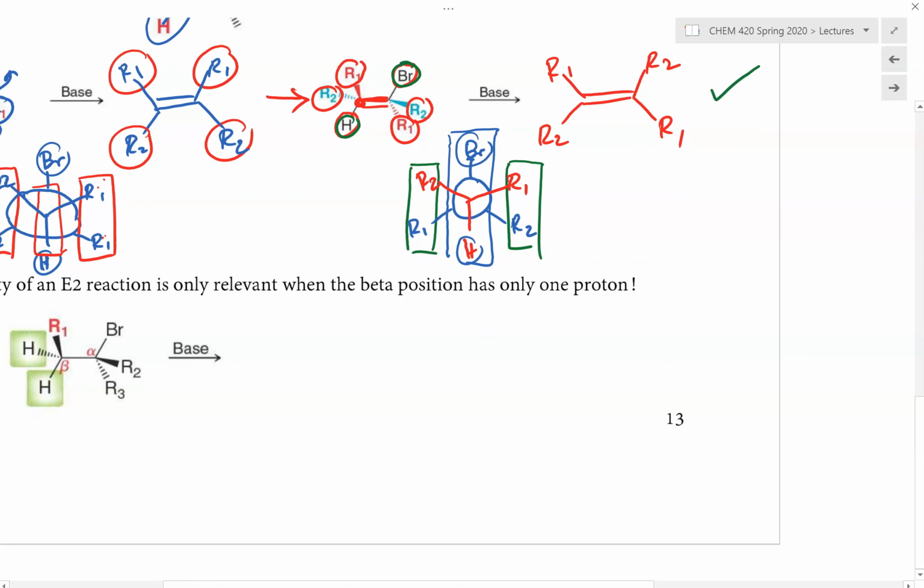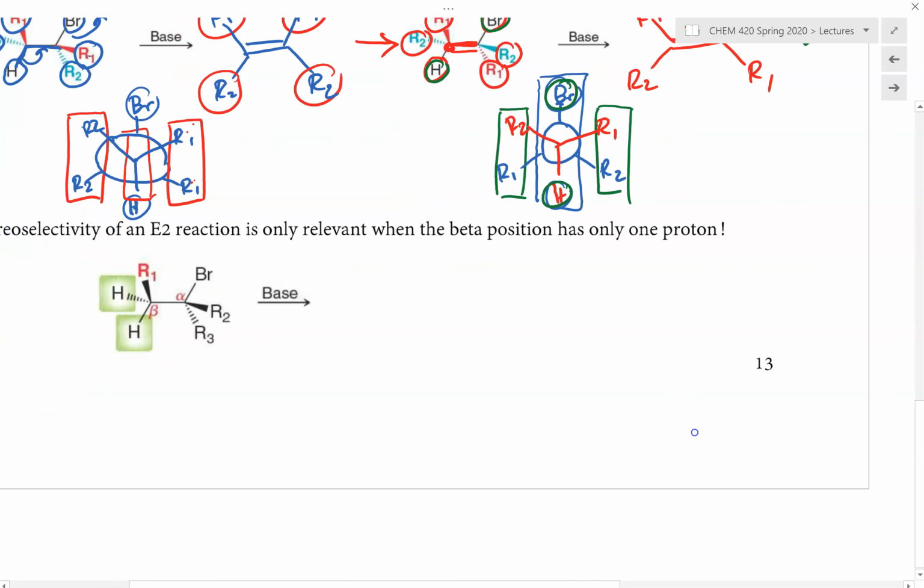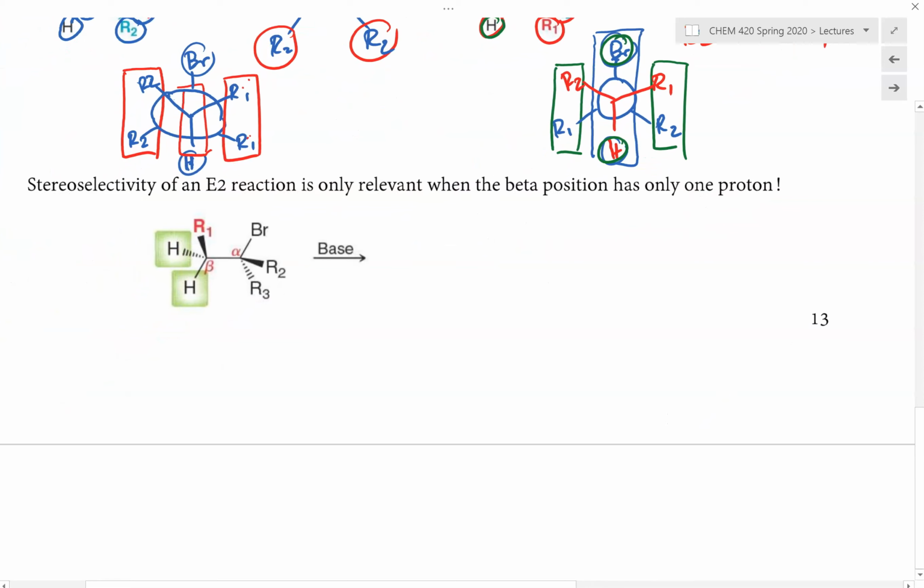Or we can use the Newman projection and make sure we rotate to have this leaving group and this hydrogen on the beta carbon be opposite to each other first. And this stereoselectivity of an E2 reaction would only be relevant if the beta position has only one proton. If there are multiple protons on the beta carbon, then both of those hydrogens may be removed, and therefore will form a mixture of different products.